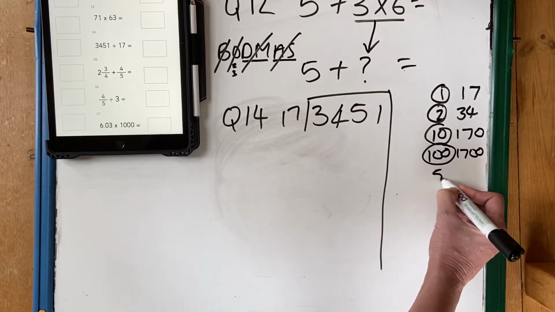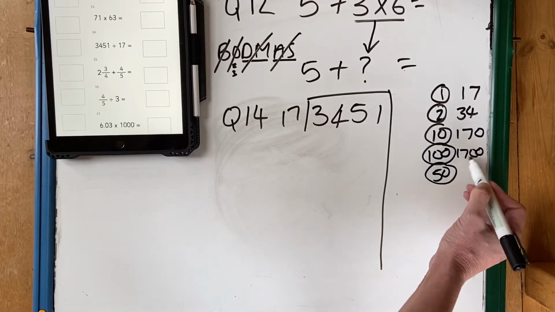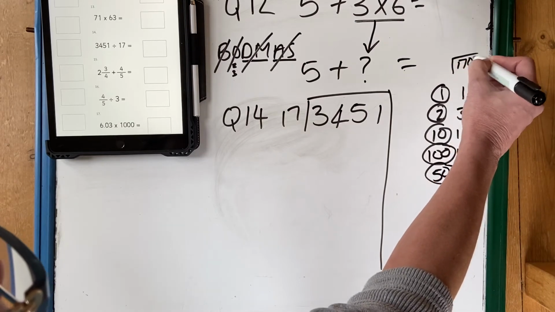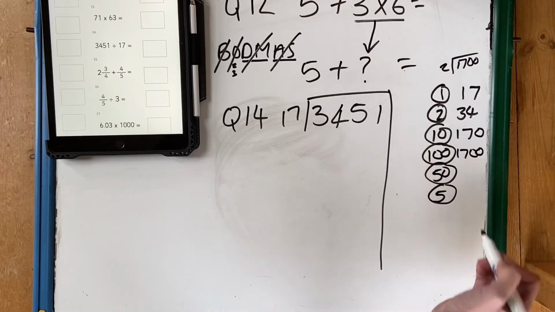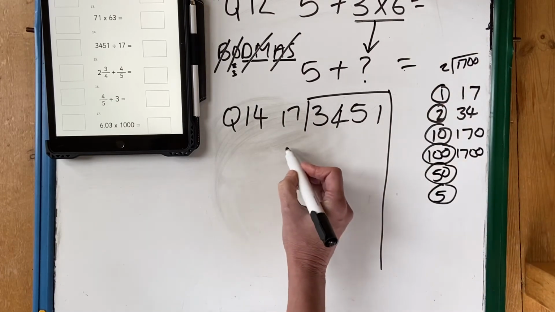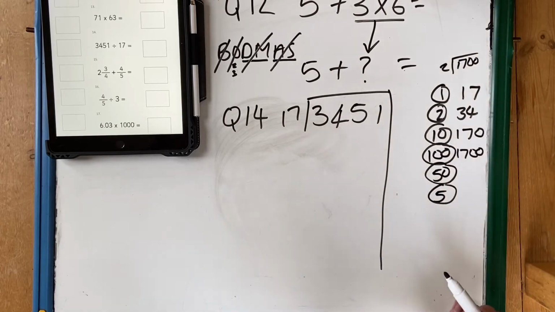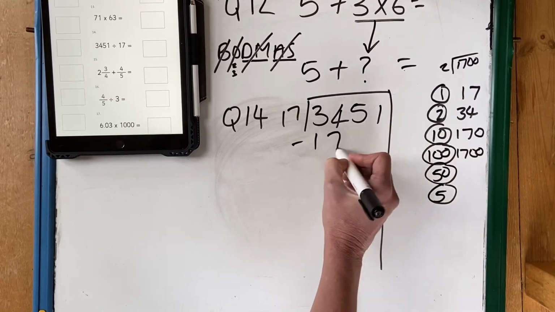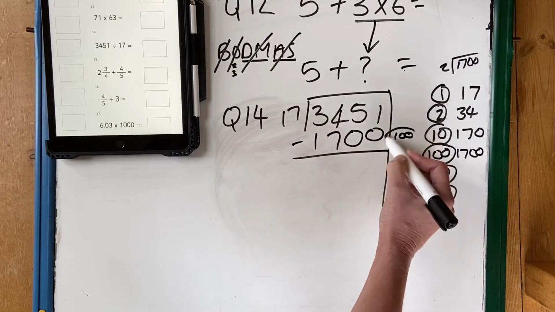What are 50 17s? Half of that. So you can do your 1,700 divided by 2. What are 5 17s? Once you've done your starburst here, you can then start subtracting these chunks of 17s. So I'm going to start off with subtracting 1,700, which is 100 17s.